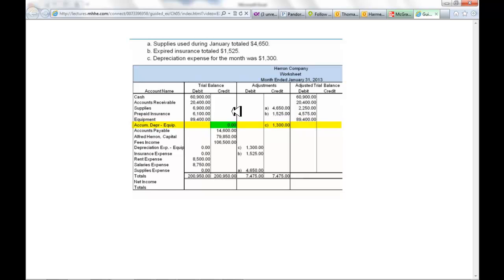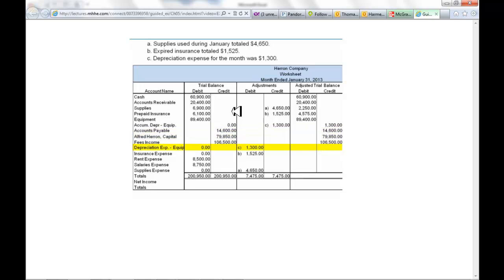Accumulated depreciation had an initial credit balance of 0. This tells us that the equipment was brand new. It has never been depreciated before. We recorded the first month of depreciation, crediting accumulated depreciation for $1,300, giving us an ending credit balance in accumulated depreciation, which is normal for a contra asset account, of $1,300. Accounts payable, capital, and fees income did not change in the adjusting process. The credit balances carry over to the adjusted trial balance column.